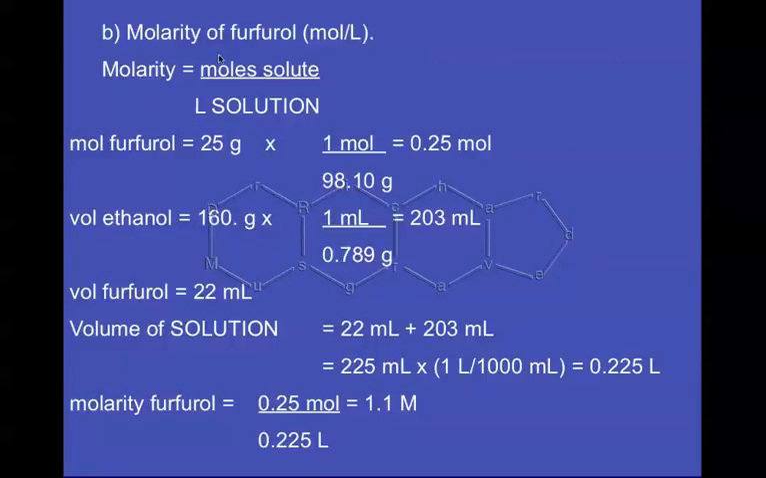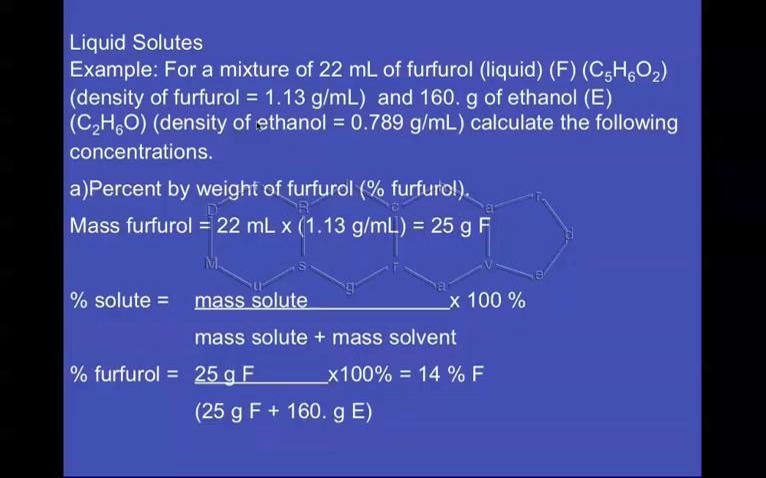The molarity of furfural will be found by taking the moles of solute over the liters of solution. Now this is important because you've got to remember that in the previous example where we had a solid solute, it was only necessary to worry about the liters of solvent. We didn't have to worry about the liters of the solution because the solute did not appreciably add to the volume of the solution. However, now what we've got is a liquid solute, 22 mils of furfural, which is going to now factor in to the total volume of solution.